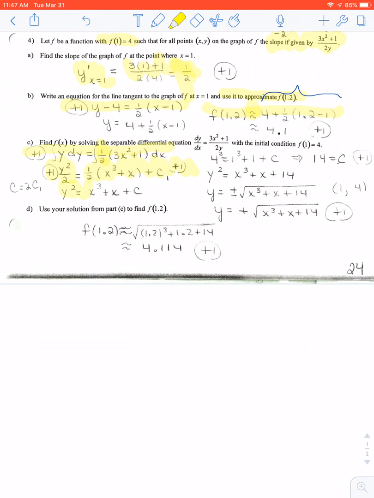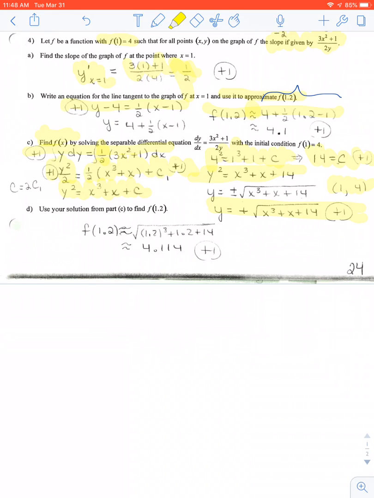Now I'm going to multiply by 2 to get y squared equals. I don't get any points yet. Then I'm going to plug in that point given, (1, 4), and finding out c is 14 gets me another point. And then they want us to find f of x. Sometimes in our book we were able to leave it as y squared equals, but they want us to actually find f of x. So we have to figure out which contains the point (1, 4), a positive square root or a negative. Plug it in and see what you'd get. It's the positive square root, so you get a point for that. So that part was 5 points.